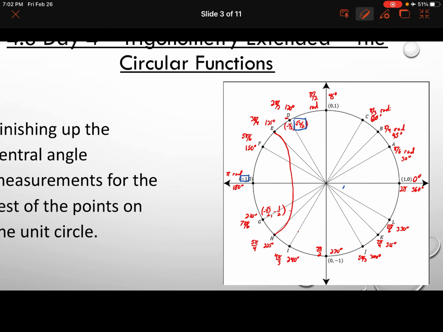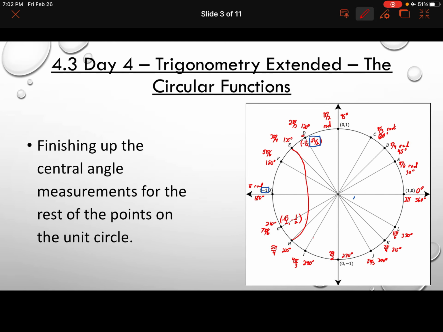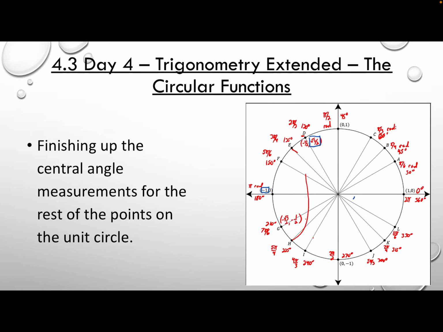So find the positive version first, and then just go to the other side of the x-axis, and you get your point for the negative variation. So that's method 1.